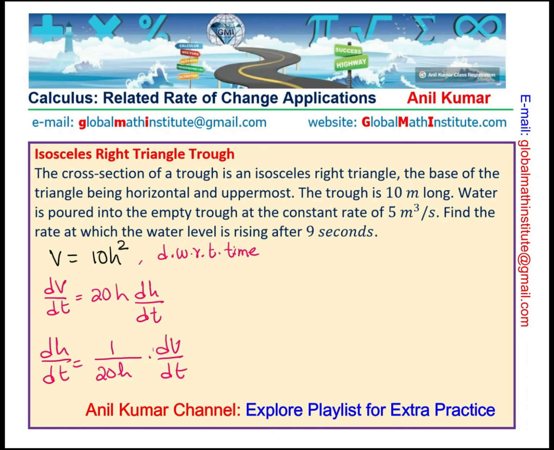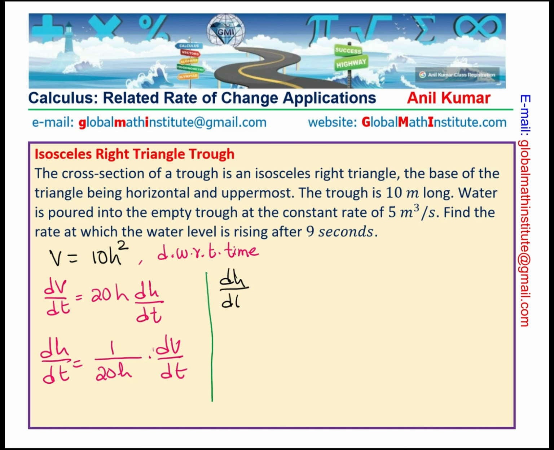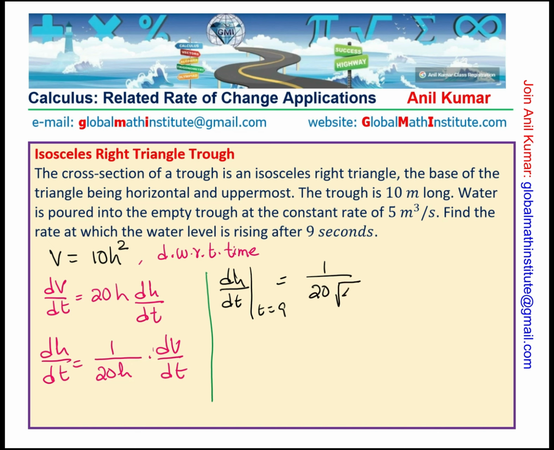Perfect. We already calculated the value, so now we can find dh/dt at t equals 9 as 1 over 20. H value was square root of 4.5, right? And dV/dt is given to us as 5. So let's use the calculator to find this value. It comes out to be square root 2 over 12. So the rate is in meters per second. So that is how we are going to solve this question.